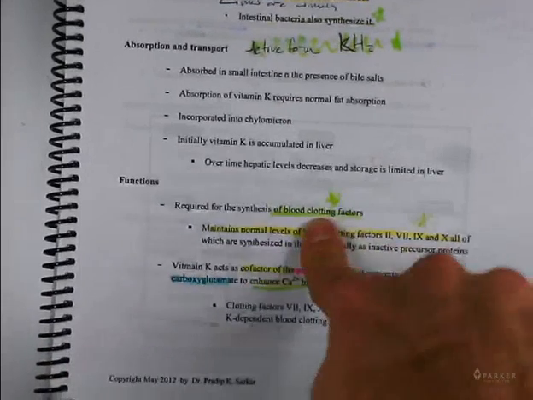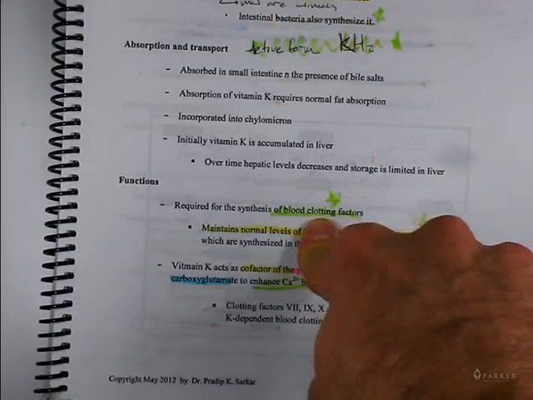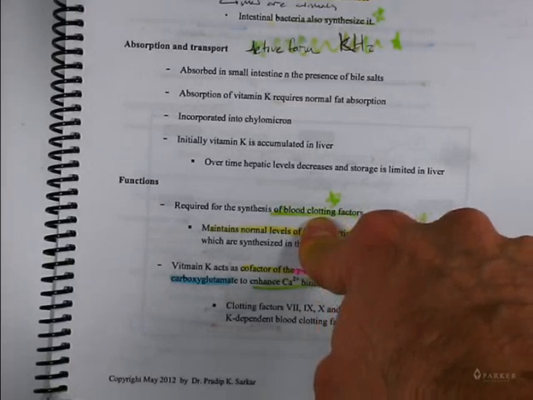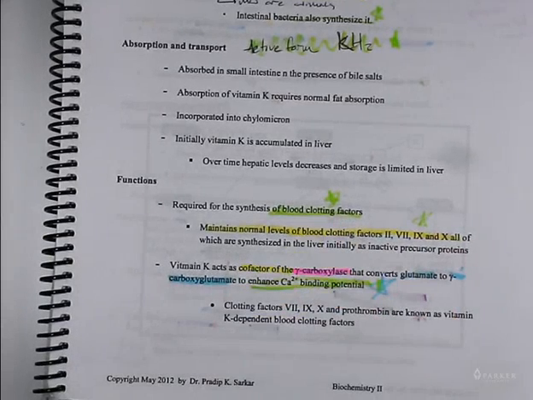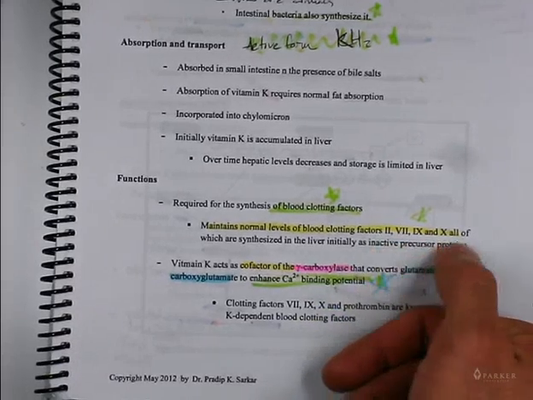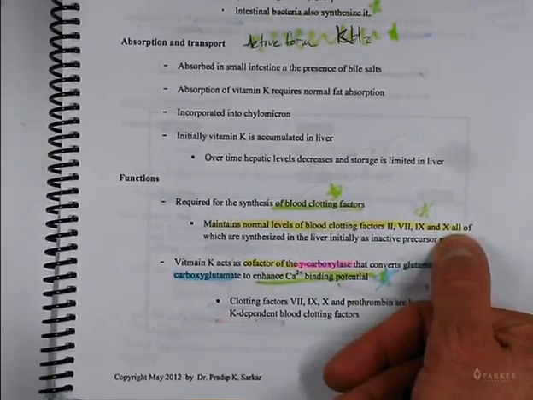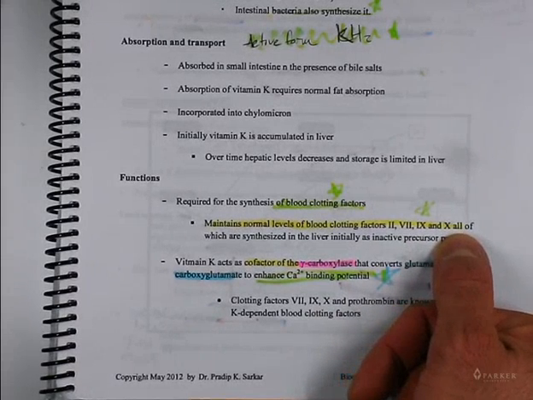TQ, TQ, TQ. Blood clotting, vitamin K. If you see blood clotting, vitamin K. Or vitamin E toxicity, but that's not going to be a TQ. Vitamin K is very essential for blood clotting. It is involved with clotting factors 2, 7, 9, and 10, TQ. Vitamin K is involved with clotting factors 2, 7, 9, and 10.